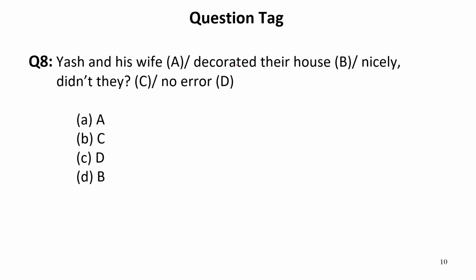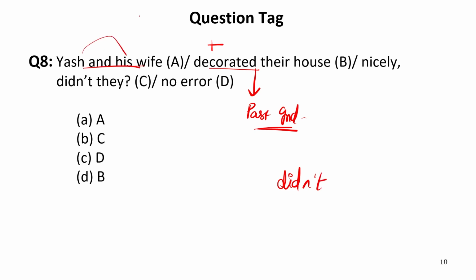Yash and his wife decorated their house nicely, didn't they? Now in this sentence, Yash and his wife decorated their house. It means the statement given is positive. Decorated states that this sentence is in past indefinite tense. And the helping verb which we use for past indefinite is did. Now if the question tag has to be negative, it should be written didn't. And the subject is Yash and his wife. It means they are plural. So the pronoun for this in nominative case will be they. So didn't they? should be the correct answer.